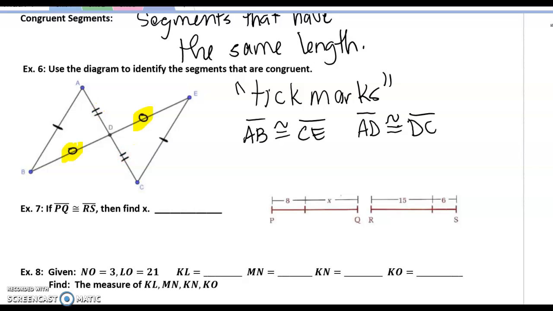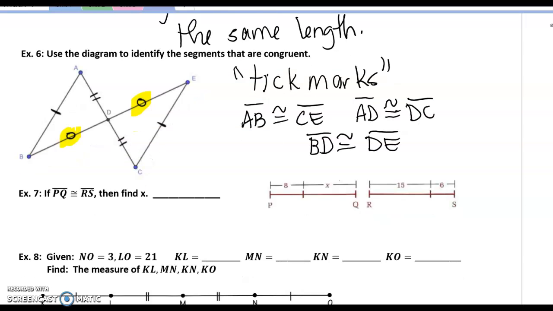Tick marks don't always have to be lines or dashes. They can be any sort of marking, like these circles. These circle tick marks are telling us that these two segments are congruent. Segment BD is congruent to segment DE.